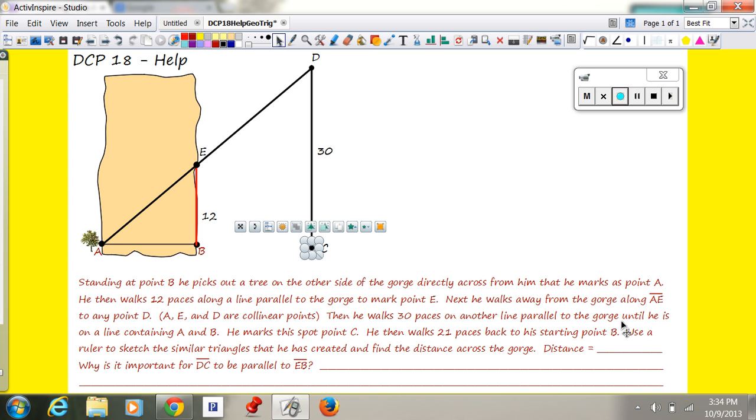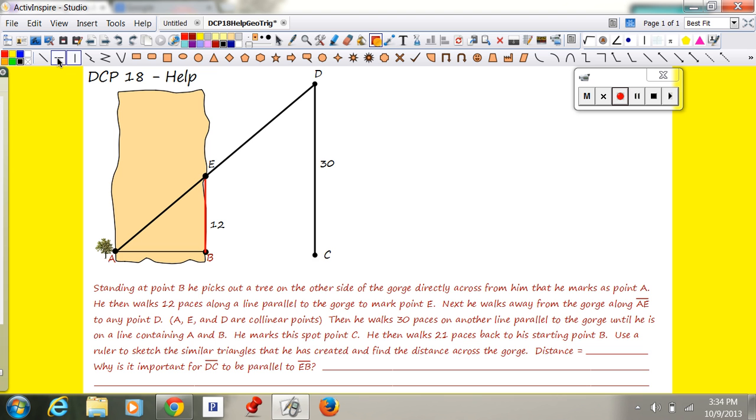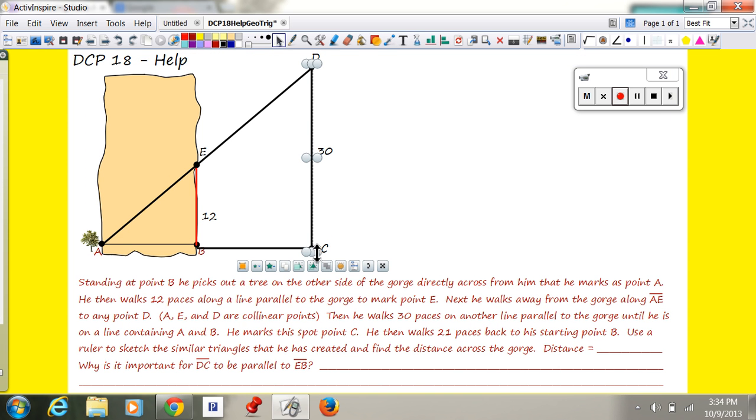And then it says he then walks 21 paces back to his starting point at B. So he comes back 21 paces till he's back at B. Let me just fix my own here so that it looks better. That is it. And now you can see the similar triangles.